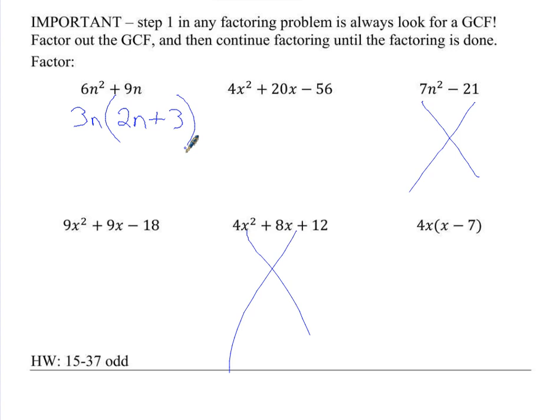Plus 3. Close your parentheses. Remember, factoring is like dividing. If I divide 6n squared by 3n, I get 2n. If I distribute this back in just to check, I have 3 times 2, which is 6, n times n, which is n squared, and then 3n times 3 is plus 9n, which is exactly what I started with. Okay, how about the second one there? We have a GCF of 4. So I would write the 4, open up parentheses, and what's left over?